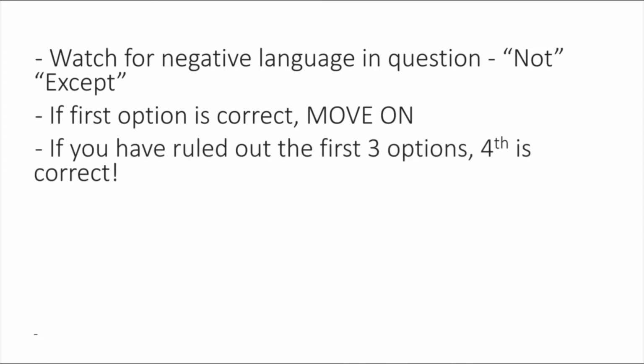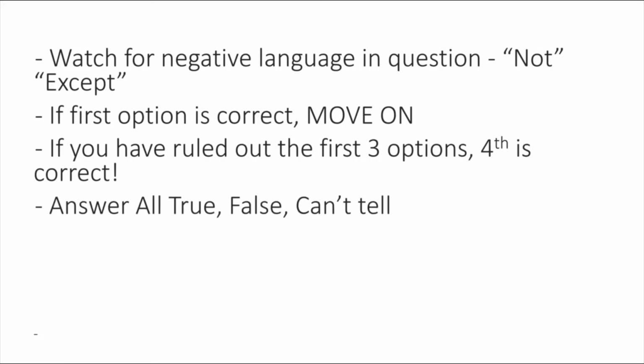Next, if you have ruled out the first three options, the fourth one will be correct. So if you know that the first one's not right, the second one's not right, the third one's not right, then the fourth one has to be right. So don't take time in going through the fourth one. It will be right. It will just save you a lot of time if you don't go through that.